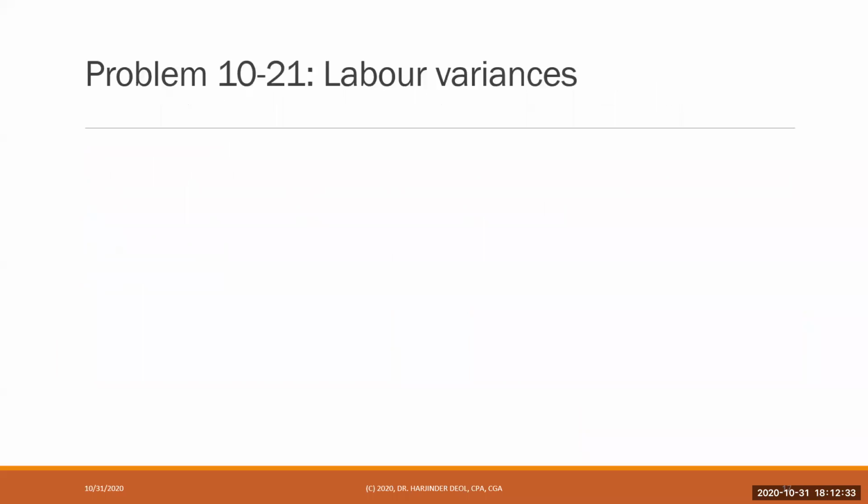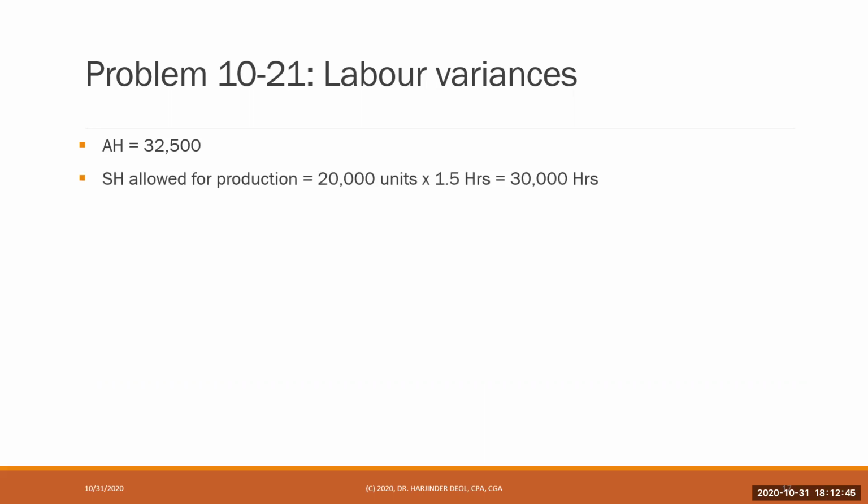The labor variances, we need a few inputs for there as well. The actual hours worked, which in the problem we were given, 32,500. The standard hours allowed for production. So each unit at standard should take 1.5 hours of labor time. So 20,000 units actually produced, multiplied by 1.5 hours gives us 30,000 hours.